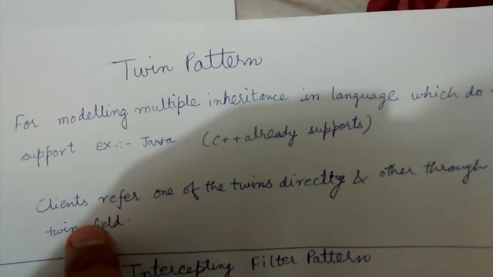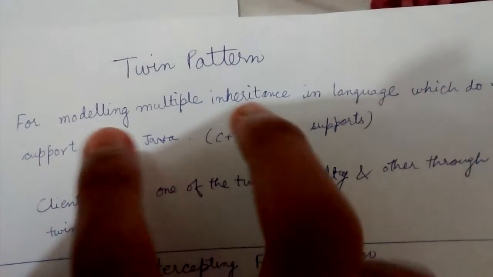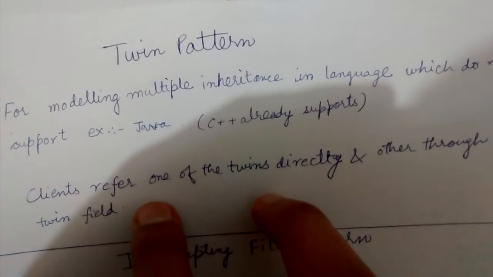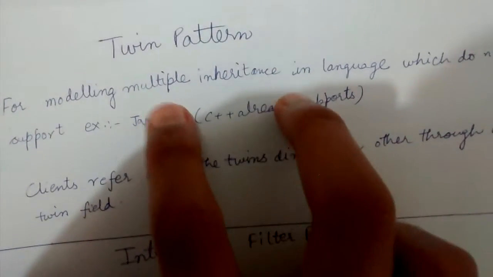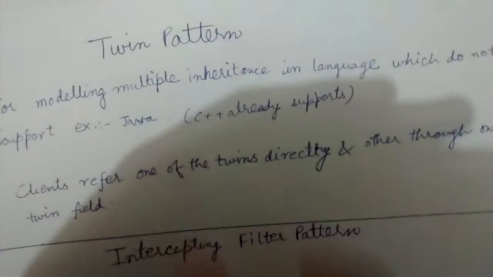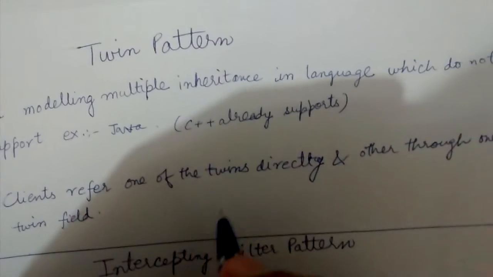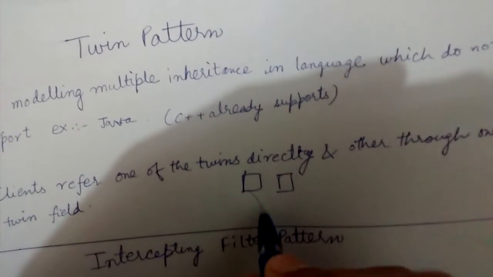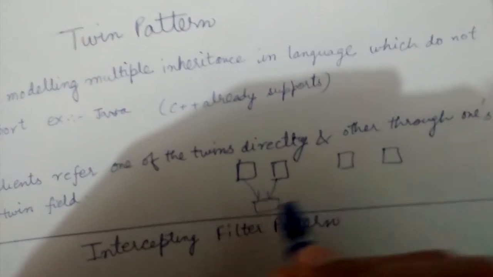So basically, if there are two parents, instead of having a single child of two parents, we are having two different children of those two parents, and those two children are called twins. So let's say these are two parent classes. Instead of having the same child of them, we have it like this.